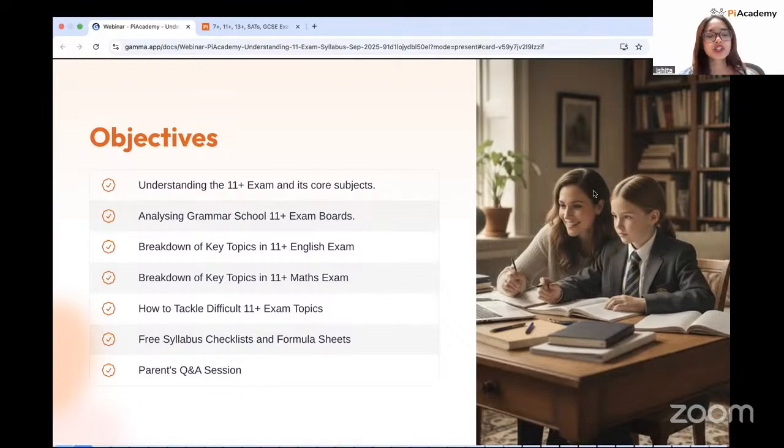And many parents actually find a lot of the exam topics quite difficult to teach to their children. So we will help you tackle the difficult topics that will be tested in the exam. And in order to help you more with that, we will also share our syllabus checklists and some key formula sheets that will be really useful for you. And last, and I think the most important part of the webinar, is we will be opening up to you guys in order to answer any questions or doubts that you might have.